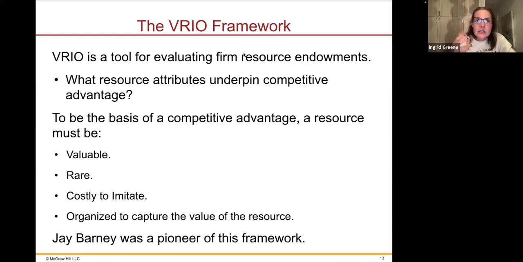I want to say that he's just a modern economist and business theorist, and what he teaches is strategic management. He came up with this framework as a tool for evaluating the firm's resource endowments. Endowments is another word for what you have, what you own. So what resource attributes underpin competitive advantage? It helps companies identify how they can be successful in the future. One of the things they can do is look at their resources and really identify what their competitive advantage is.